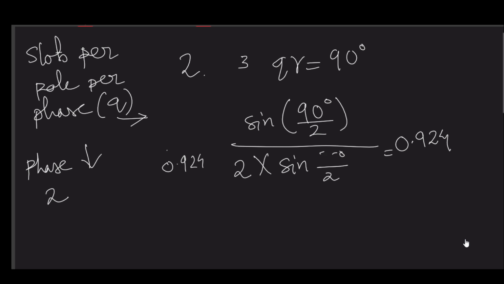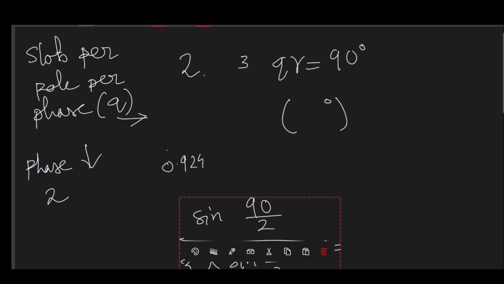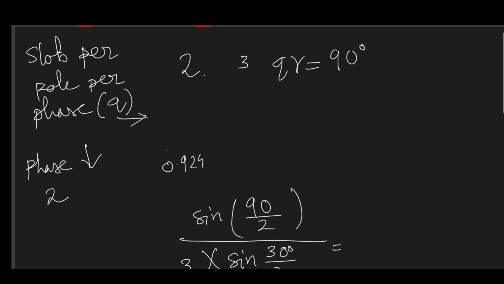Now if you make it 3, what change will take place? Here this will become sine 30 degree by 2, and here this will become 3. So let us see what changes it will give you. I am doing so many calculations just to show you how things matter. This whole set of calculation will give you 0.910.